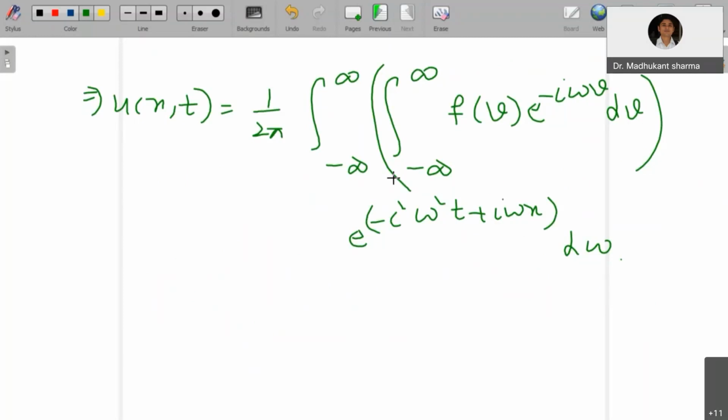Similarly, you can go for the wave equation. Okay, you can also go for the wave equation. You can also solve that. Okay, if you have any question, you can ask.